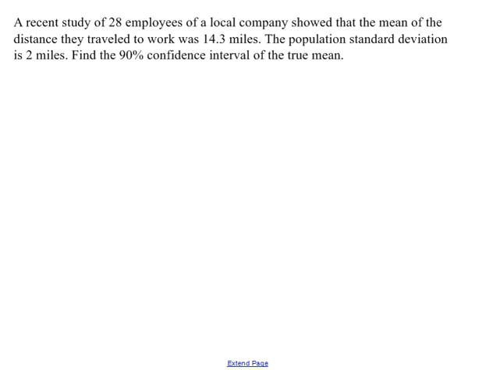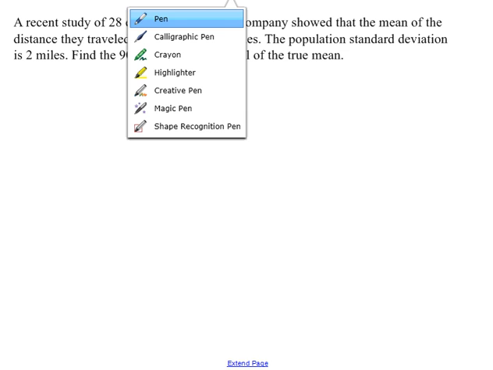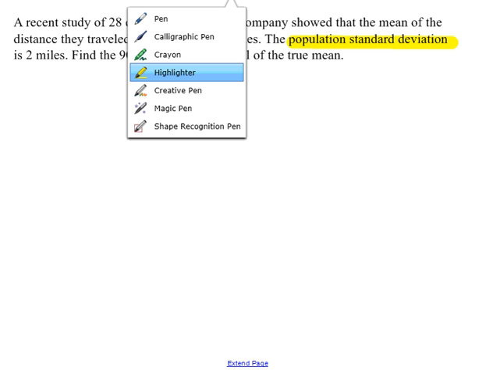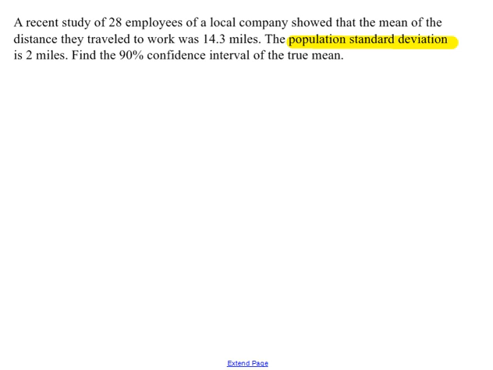In this particular problem, 28 employees were sampled, and the mean that they traveled was 14.3 miles. Population standard deviation is 2 miles, and we are to find a 90% confidence interval for the true mean. First thing to look at here is that the population standard deviation is what's known. And since it's population standard deviation, that means sigma known.